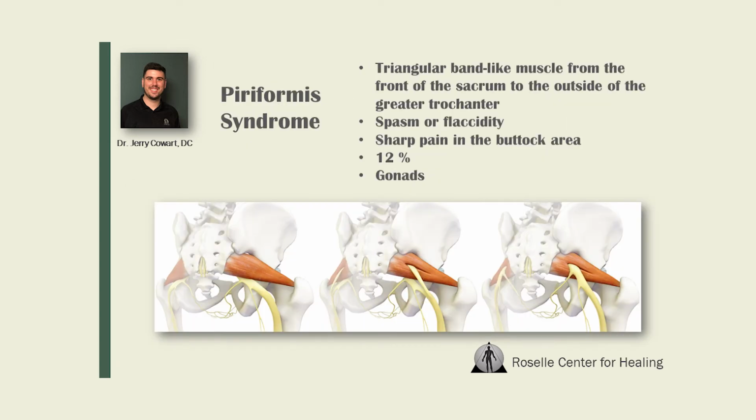So another common reason why sciatica can exist with someone is a phenomenon called Piriformis Syndrome. Now, the piriformis is a triangular band-like muscle that you see below that starts at the front part of that sacrum, that triangle bone that we talked about, and it attaches to what's called the greater tuberosity. So that is that outer portion of that femur bone that you see there.